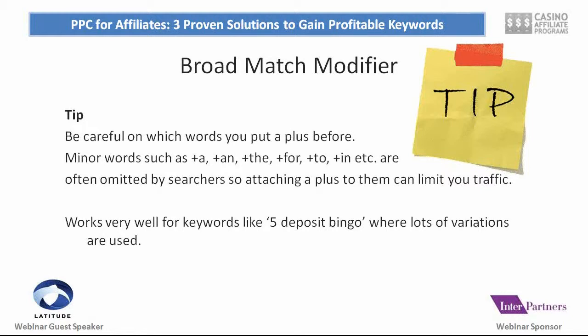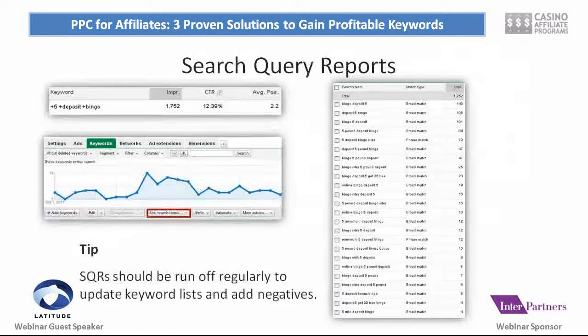We found when using broad match modifier in casino terms and gambling terms that it works very well where close or lots of variations are used, and the 5 deposit bingo term was one that we've seen work very well, as people tend to type in 5 as a number or 5 as a word, and we saw a common trend that suggested that that variation was actually the most profitable side of things.